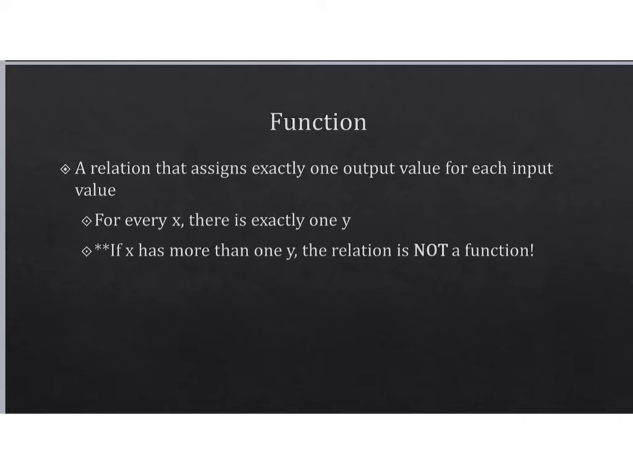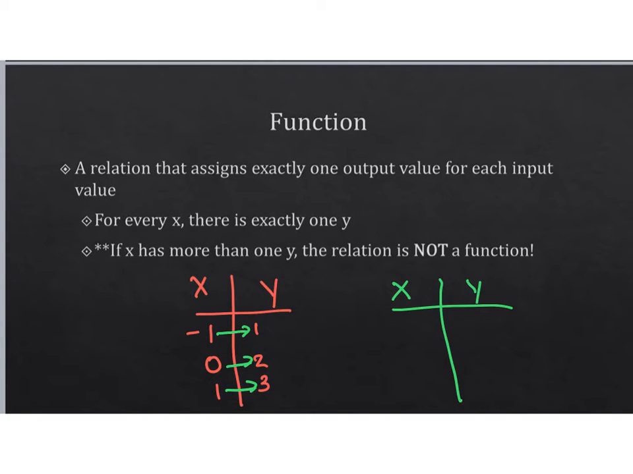So if I have some x values and some y values, we'll just set up a table. If I go -1, 0, and 1, and then we'll say 1, 2, 3 here, each x value has exactly one y, because -1 goes to just 1, 0 goes to 2, and 1 goes to 3.